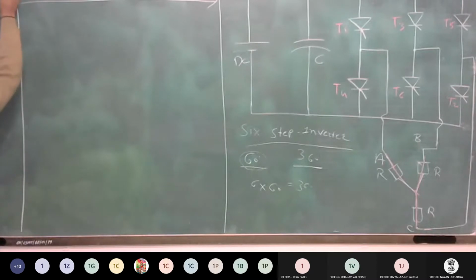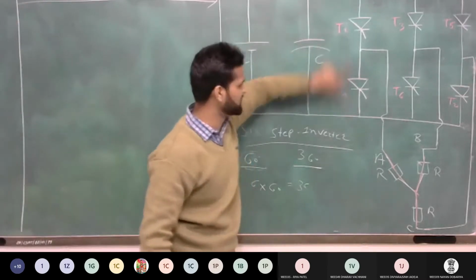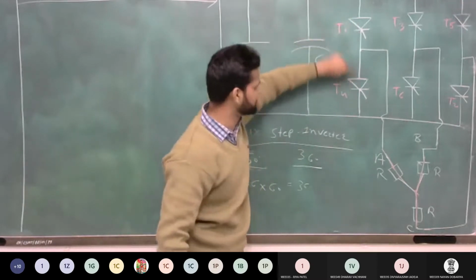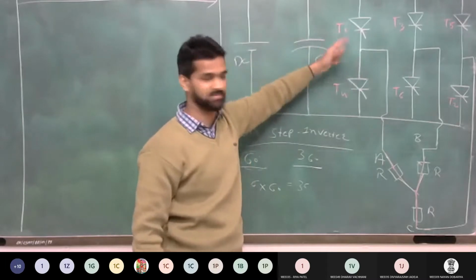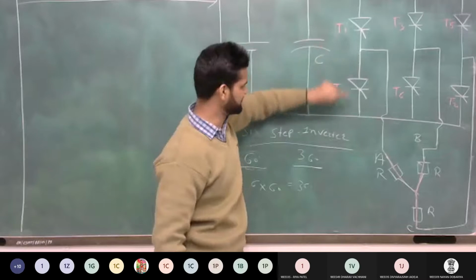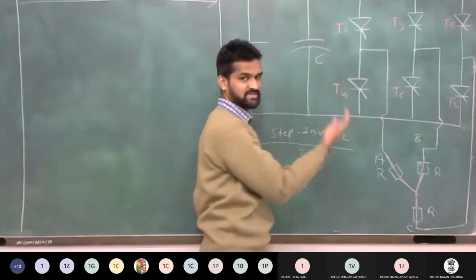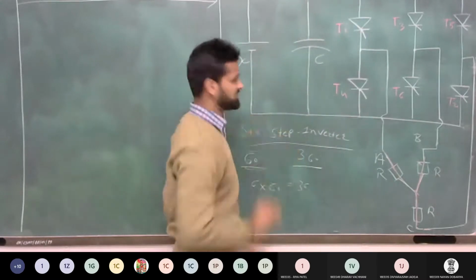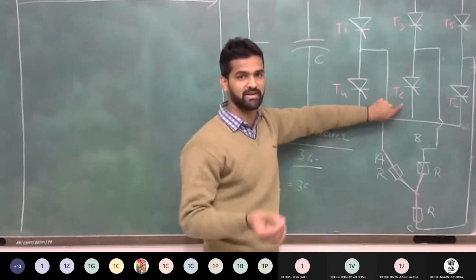So first I do the waveform for IG1 and IG4. It means the gate pulse for thyristors T1 and T4. As you know, both these thyristors are connected in the same leg, so both must be turned on in complementary fashion. It means when T1 is turned on, at that time T4 must be off. Otherwise, if both are turned on at the same time, your supply will be short circuited. Same way for the second leg, T3 and T6 must be turned on in complementary fashion.